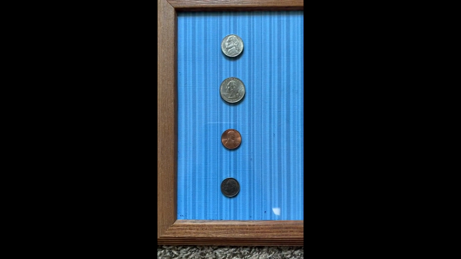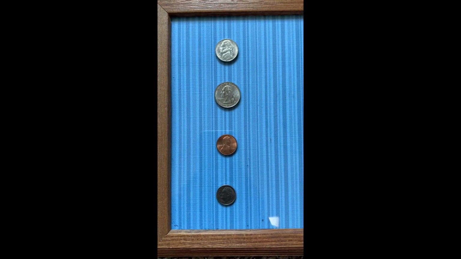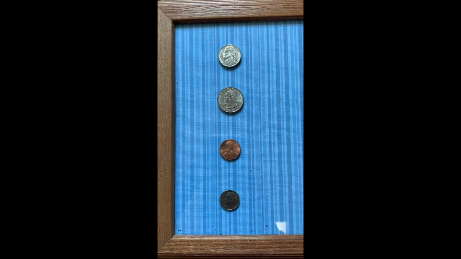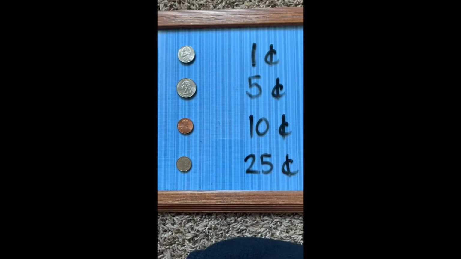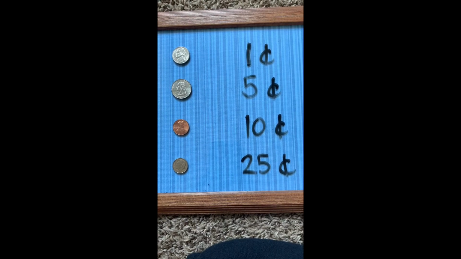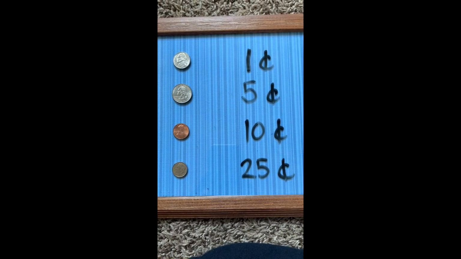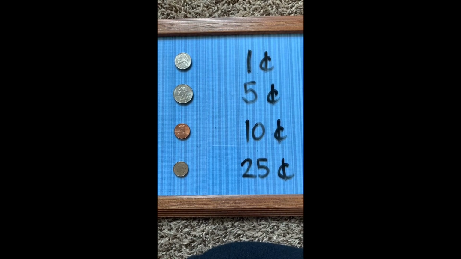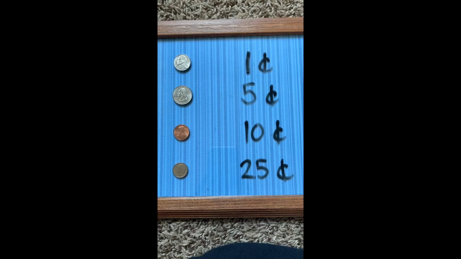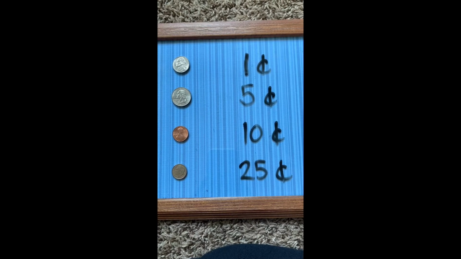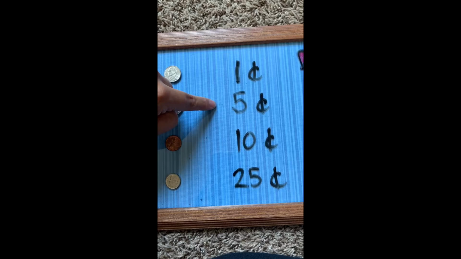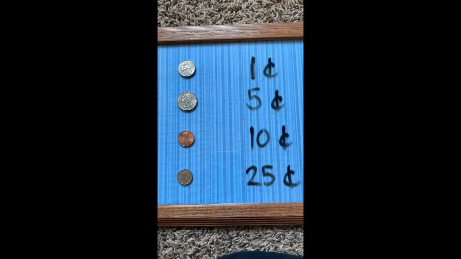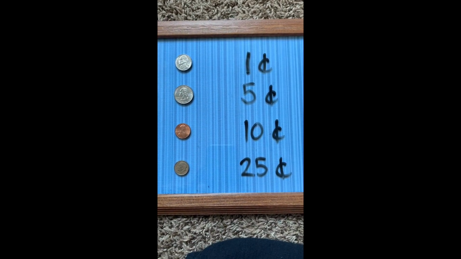So let's review first the kind of coins that we're going to be using today. All right, so here are the coins that we're going to be using for our lesson today. Mine are a little bit out of order right now. I have them lined up with cent amounts, but I don't know if they're correct. I want you to think. Maybe you could even pause the video and see if you can match up which coin goes with which amount. I've got 1 cent, 5 cents, 10 cents, 25 cents. Are they lined up correctly?